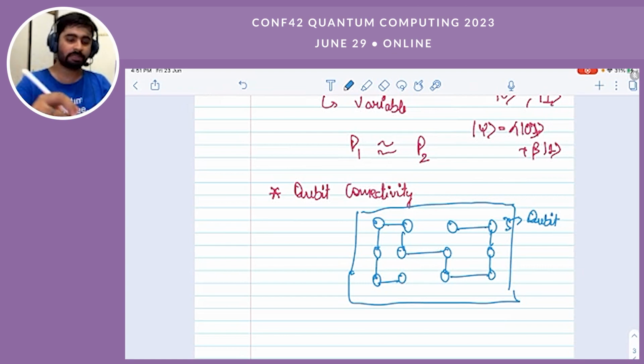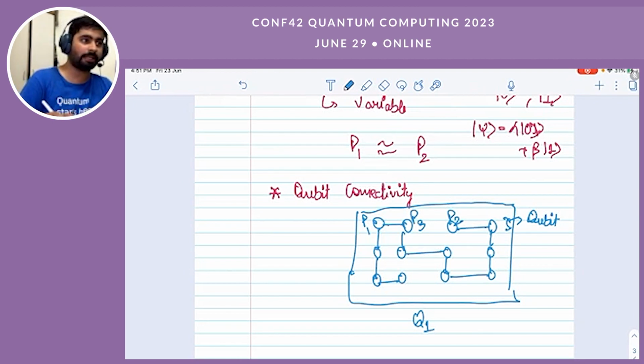Let's say this was some quantum hardware Q1, and this is the connectivity map of that hardware. This is particle P1, this is particle P2, and this is particle P3. You can easily see that there is a direct path from P1 to P3. Now I'm trying to run a 3-qubit algorithm, so I'm taking P1, P2 and P3, and all of them start with 0, because we initialize with 0.